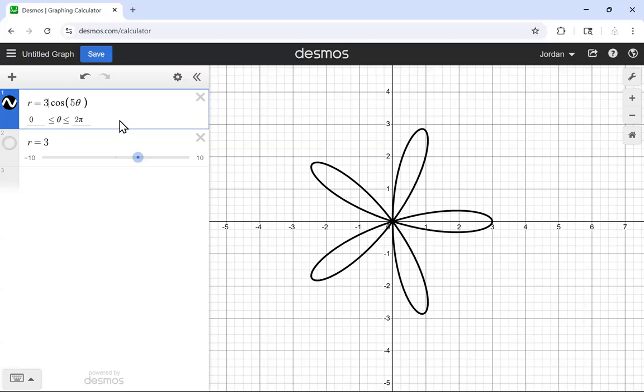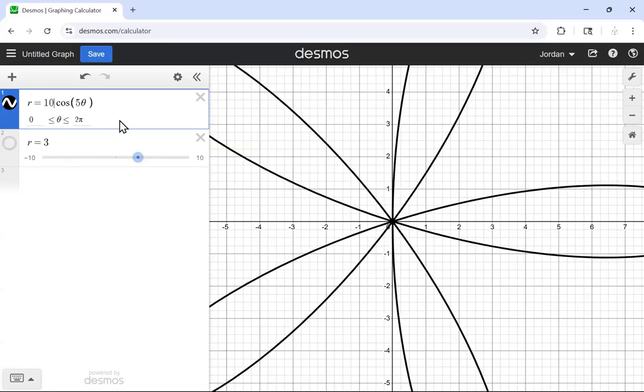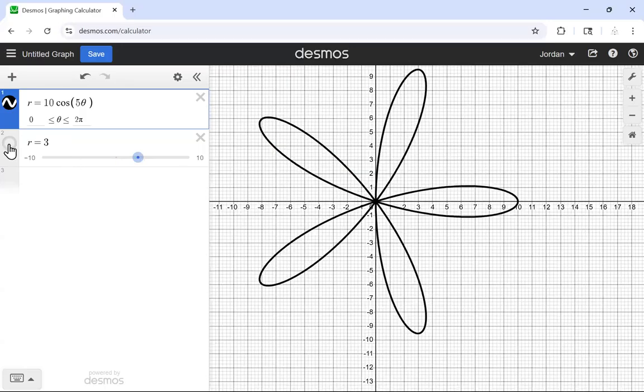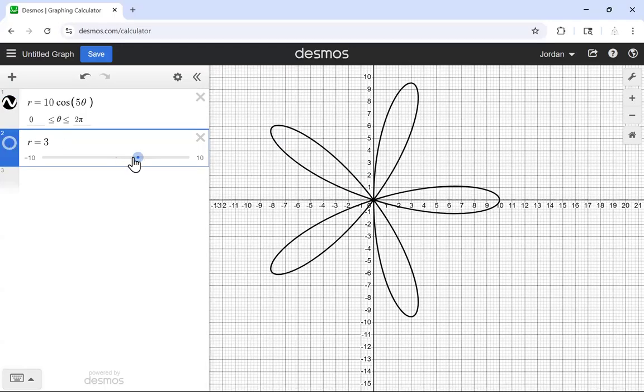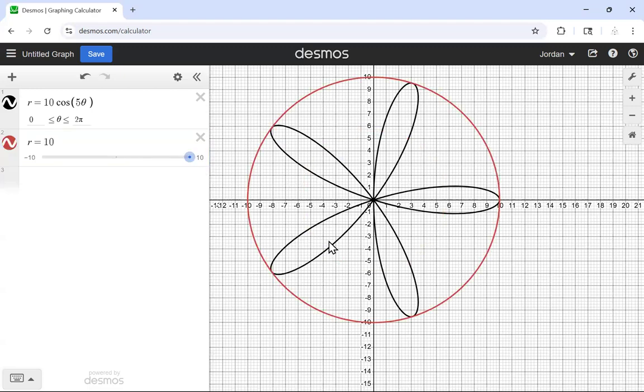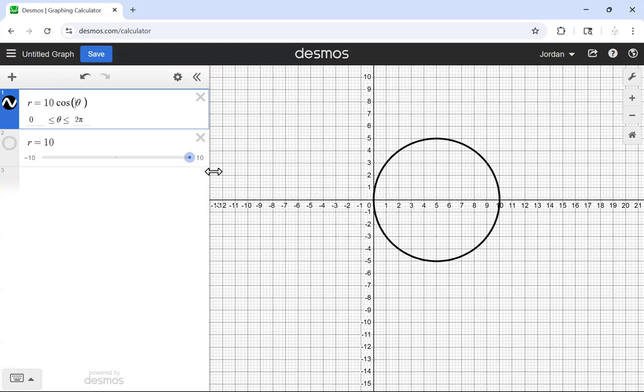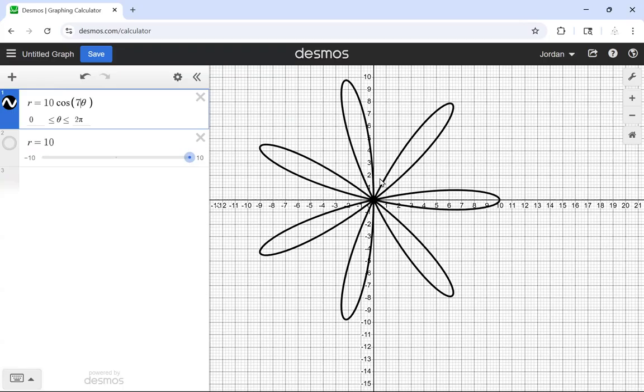Now, if we switch up the coefficient out front, let's say we put it as a 10, then that rose curve is going to be within the circle of radius 10. What's going to happen if we switch that 5 to a 7? Well, instead of getting a 5-petaled flower, we get a 7-petaled flower.